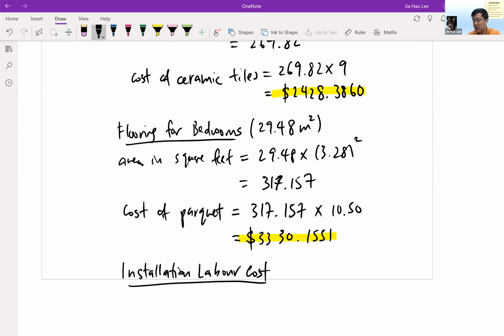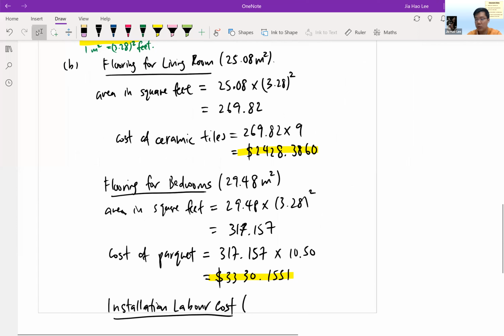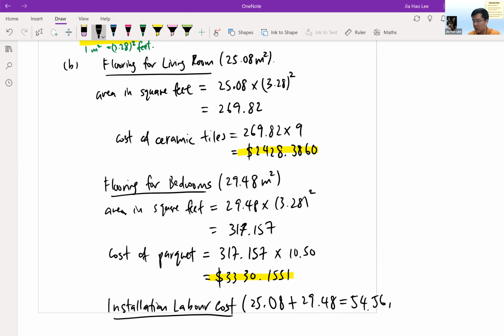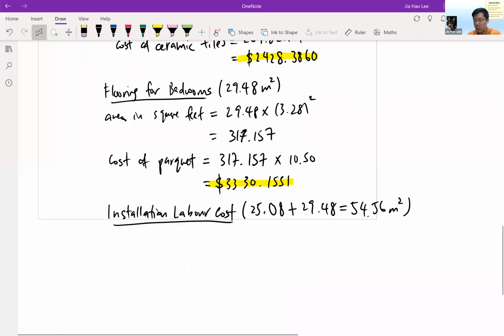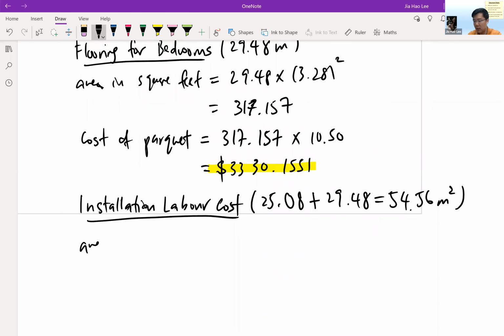Now for the installation labor cost, I'm not just doing it for living room or bedroom, I'm doing them together. So you might want to, in the bracket, write down the working for the sum of the area that you are going to need people to work on laying down some flooring for your house, right? So 54.56 meters square is the amount of area they need to work on. Now the working is going to be exactly the same as before. First, I need to find the area in square feet. Take the number 54.56 multiplied by 3.28 square.